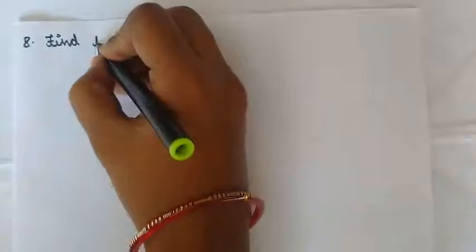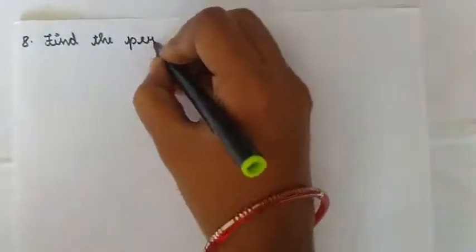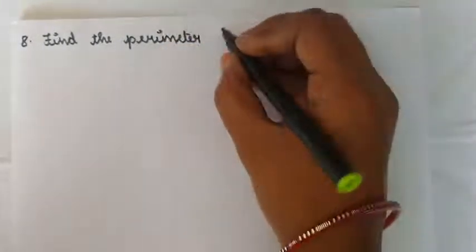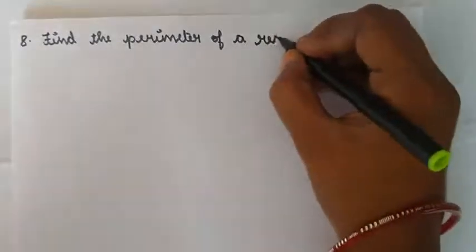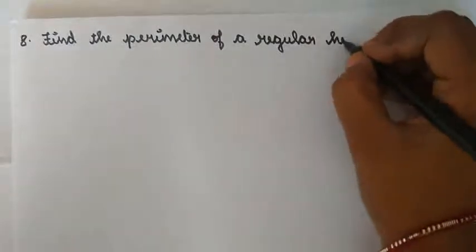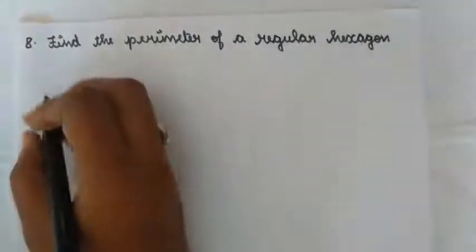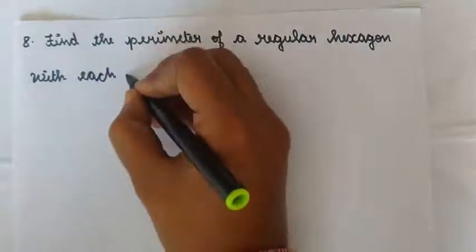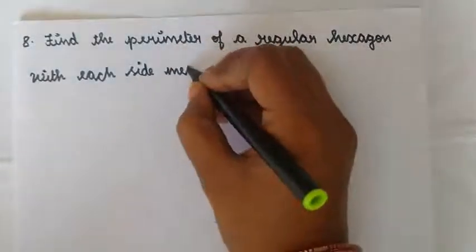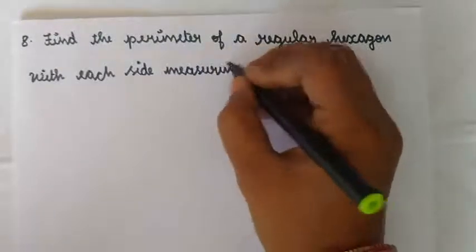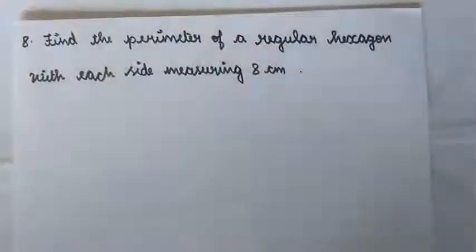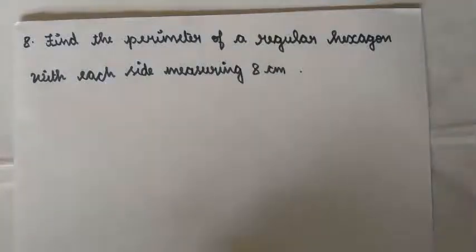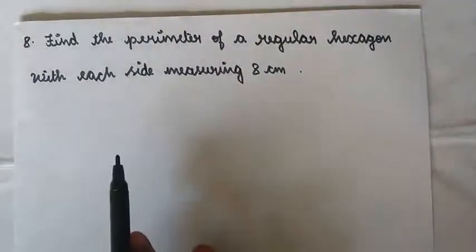Next we have to move to question number 8. Find the perimeter of a regular hexagon with each side measuring 8 centimeter.